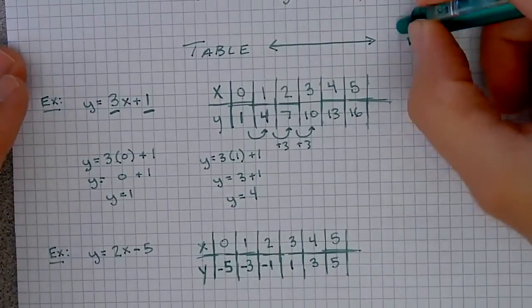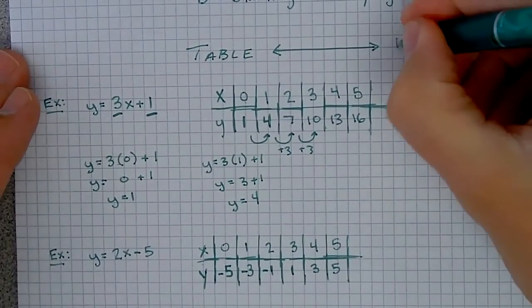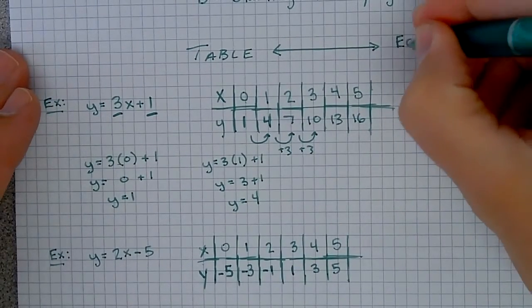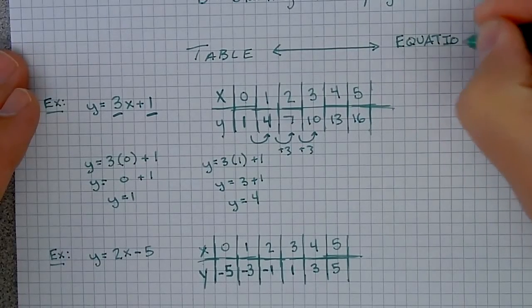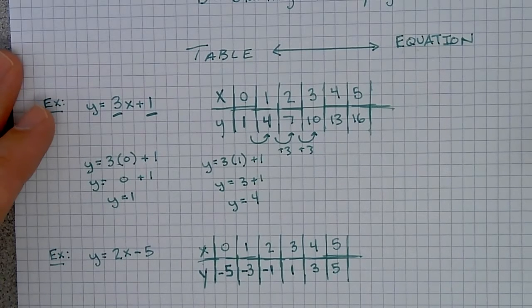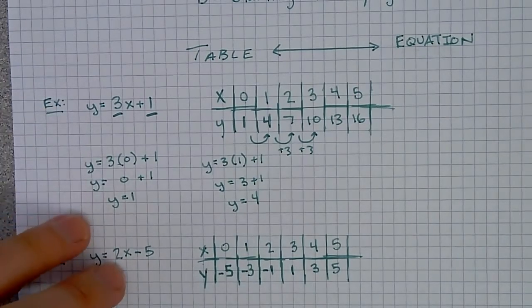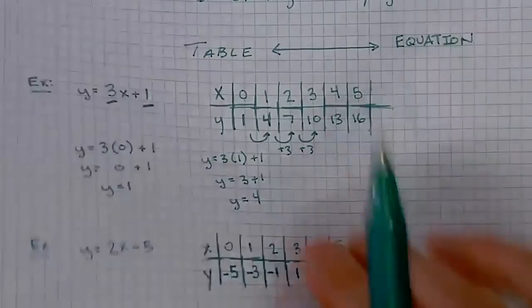This should have definitely said equation, not graph. Just realizing that. My apologies. So we went from an equation to a table. Now let's go from a table to an equation.